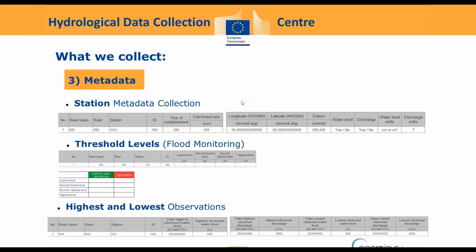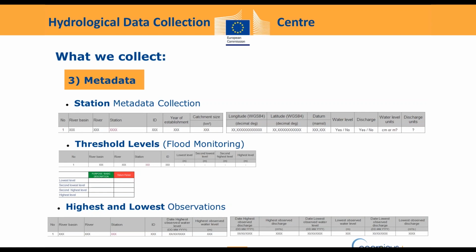And the third, also really important for us, is the metadata. We consider metadata not only the data of the station, but also the threshold levels, as well as the highest and lowest observation.